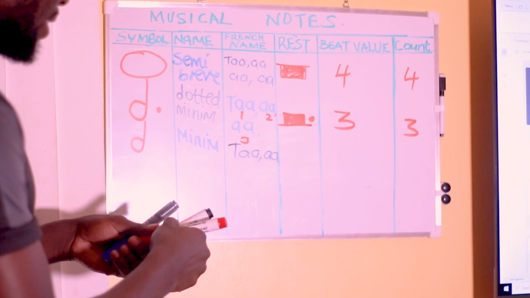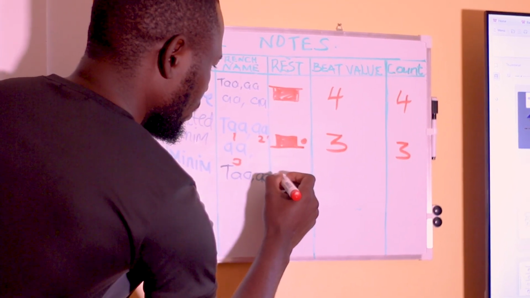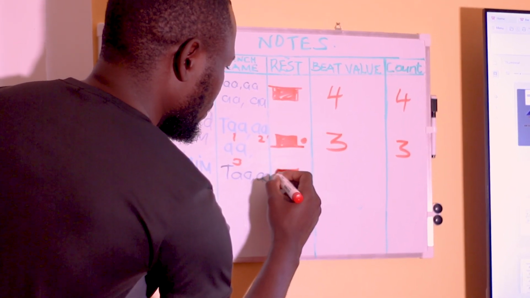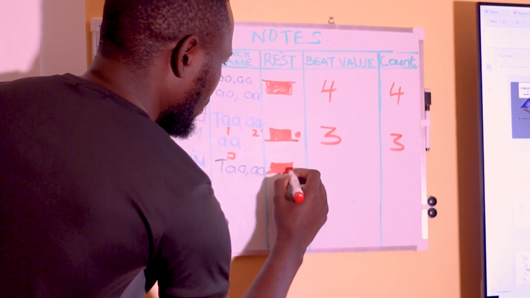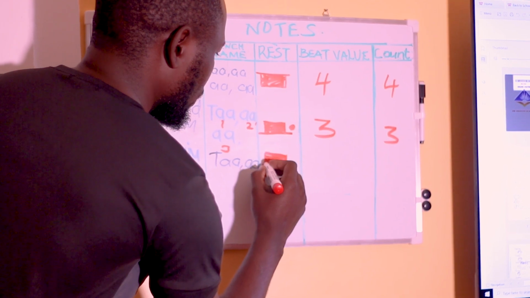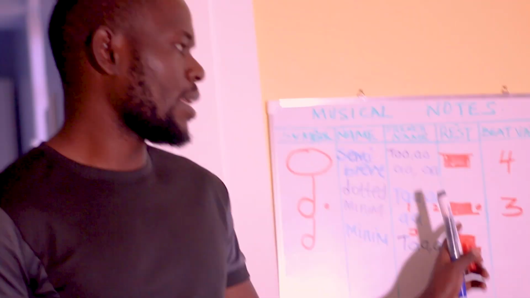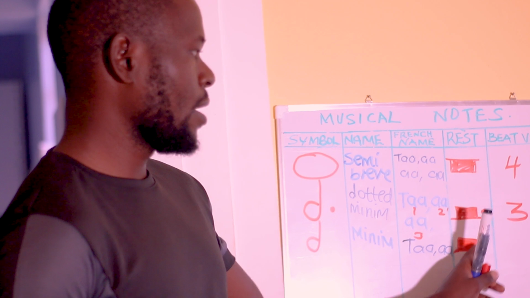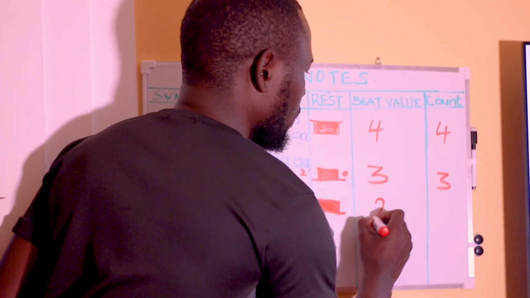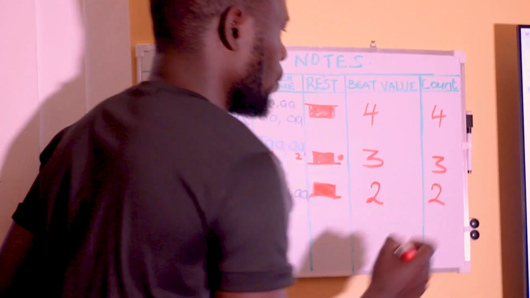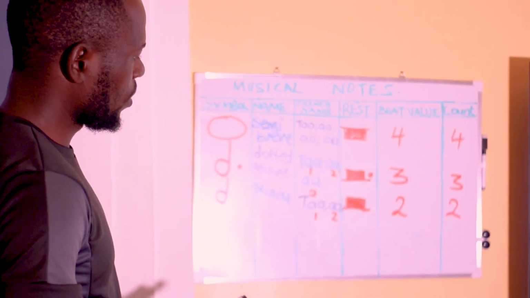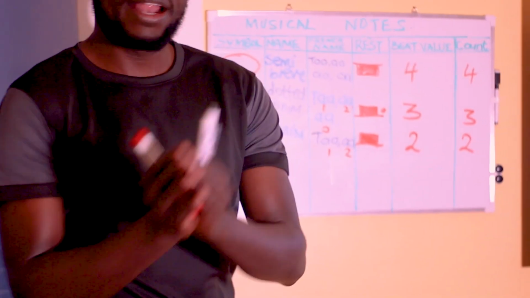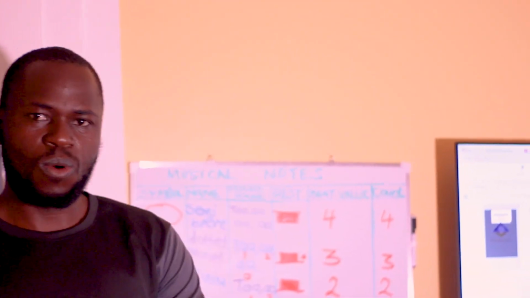And what about the rest? We just remove the dot from the dotted minim rest to have the minim only. A mountain without a dot. You can see we are just subtracting the dot. Now the value will be 2. How are we getting 2? It is 1, 2. So ta-a, 1, 2.